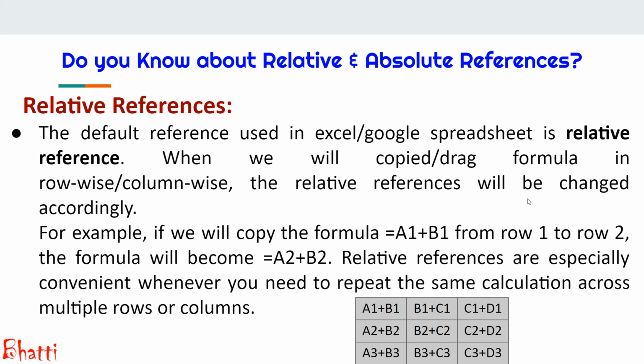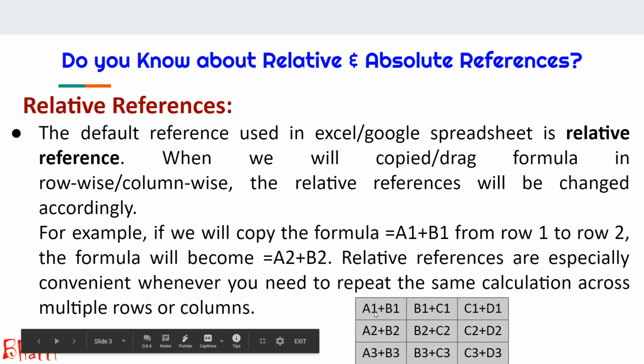For example, if there is a formula A1 plus B1 and I need to copy the formula to the next row, from row number 1 to row number 2, the formula will automatically change. It will become A2 plus B2. You can see the example here. When the formula is copied from left to right, the column is changing, and when we copy the formula from top to bottom, the row number is changing.